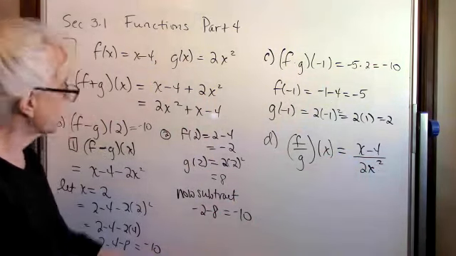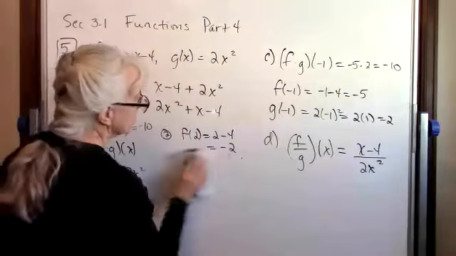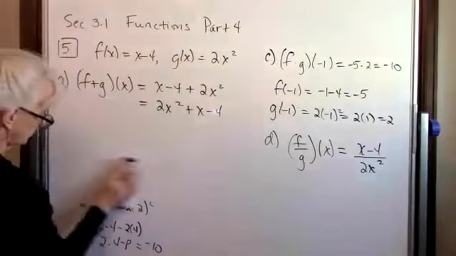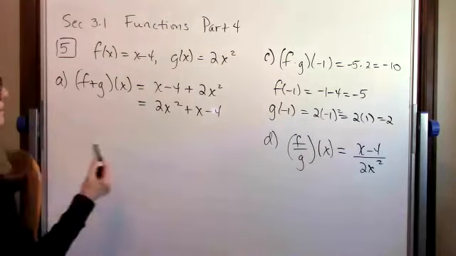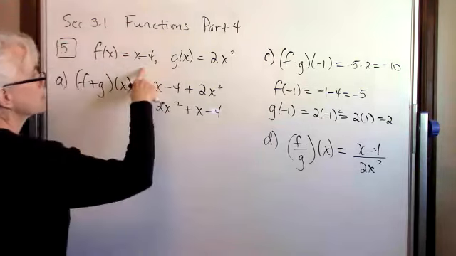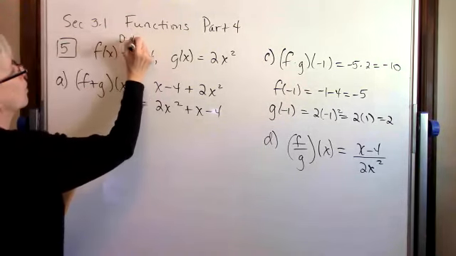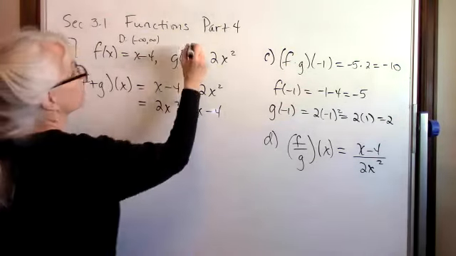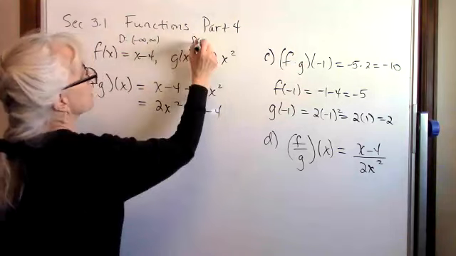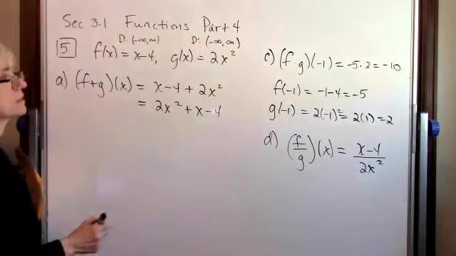Now, part E is a little strange. It says find the domain of part A. So I'm going to get rid of part B. And then I'm going to come back in and take a look at this guy. Well, I need the domain of this guy. Well, we started with the domain of x minus 4. No radical, no x in the denominator, so its domain is all real numbers. Same thing with the 2x squared. No radical, no x in the denominator, so its domain is all real numbers.